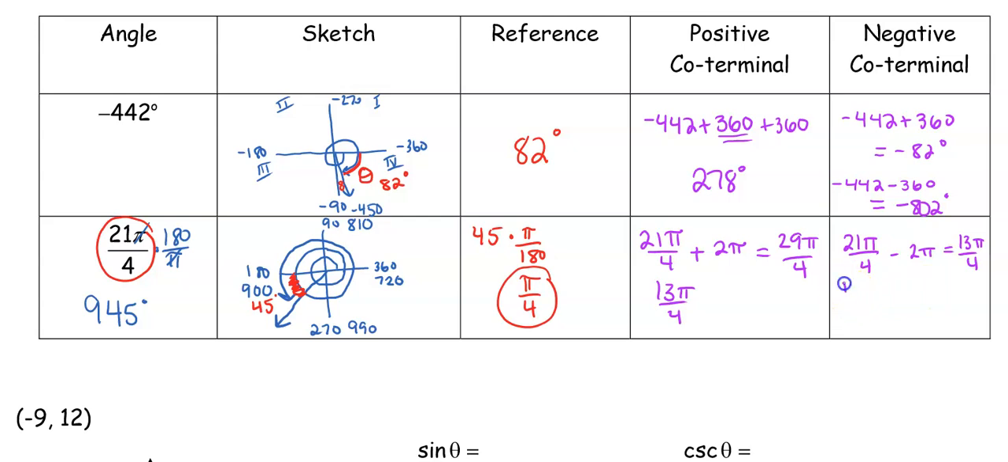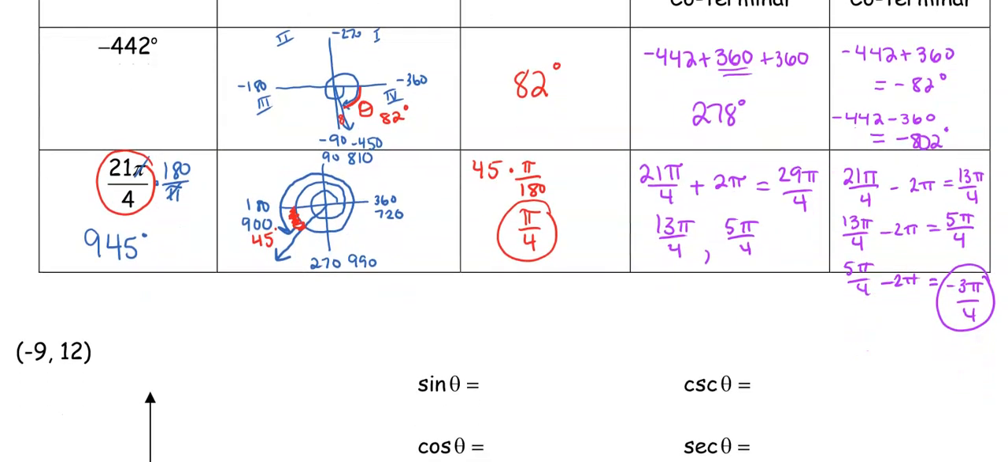So I subtract another 2 pi. And when I subtract another 2 pi, now I'm at 5 pi over 4, which would be another possibility over here. So then I'm at 5 pi over 4, and I need to subtract another 2 pi. And finally, we end up at a negative 3 pi over 4. So remember, we just need one positive and one negative.